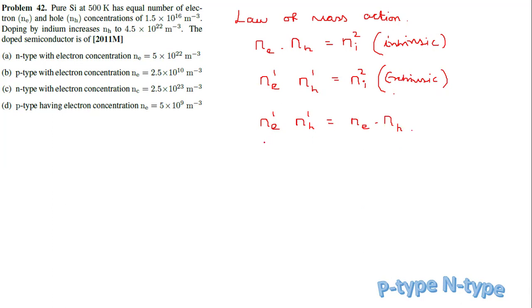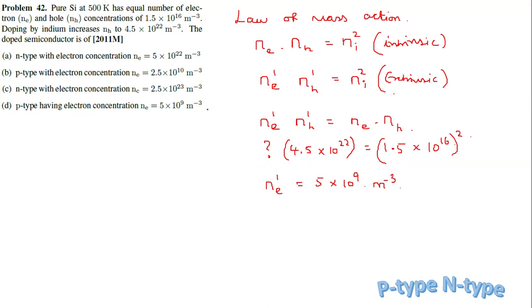So I think they are asking you to find the number of electrons here. You can see the options here. And this is given as 4.5 into 10 power 22. Number of electrons and number of holes are same initially, which means 1.5 into 10 power 16, the whole square. So that means for Ne dash, do the math, I think you should be getting 5 into 10 power 9. Okay, do that yourself, per meter cube.